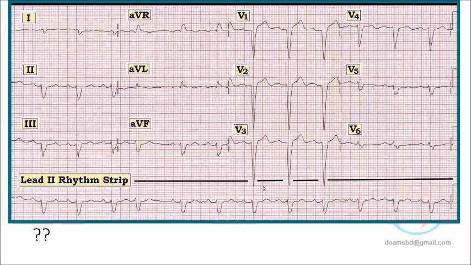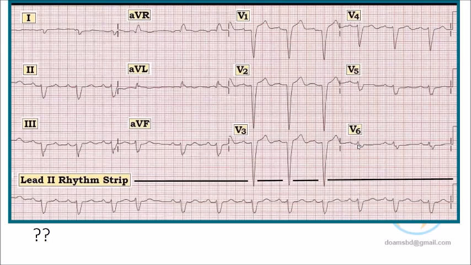So lead two strip. Now tell what is wrong here. When you see a wide QRS, think first of bundle branch block. If not bundle branch block, it will be IVCD. But can we satisfy the finding with bundle branch block, left or right? Bundle branch block is not satisfied, I think. Which bundle branch block? Left or right?